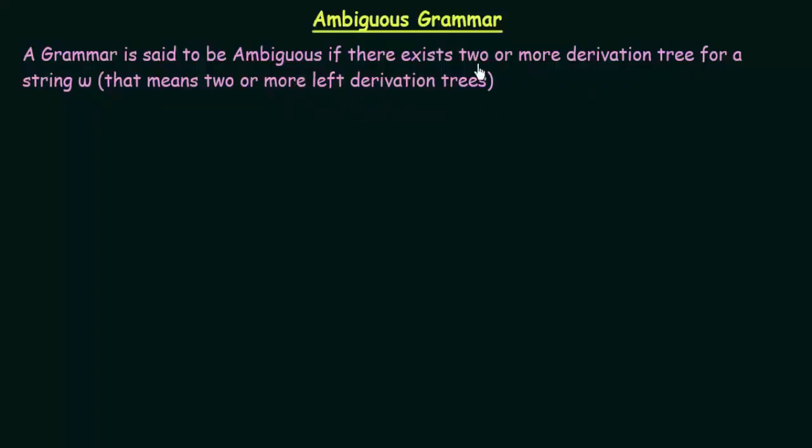So when we mean two or more derivation trees, we should keep in mind that they should both be left derivation trees. It's not that you form one using a left derivation tree and another using a right derivation tree and that is ambiguous. No, that is not the case. It is only when it can be formed using two or more left derivation trees, then it is said to be an ambiguous grammar.